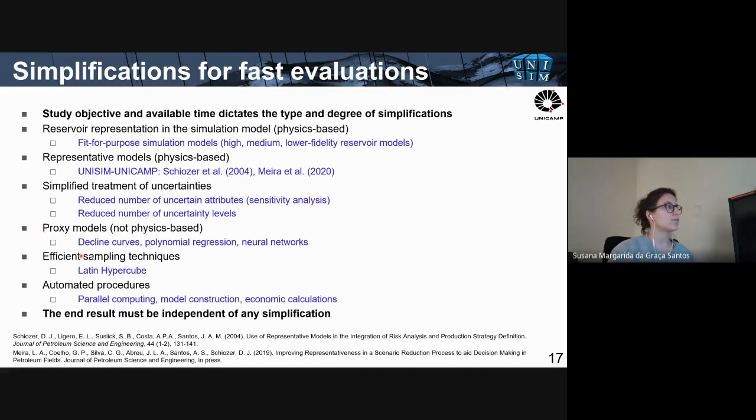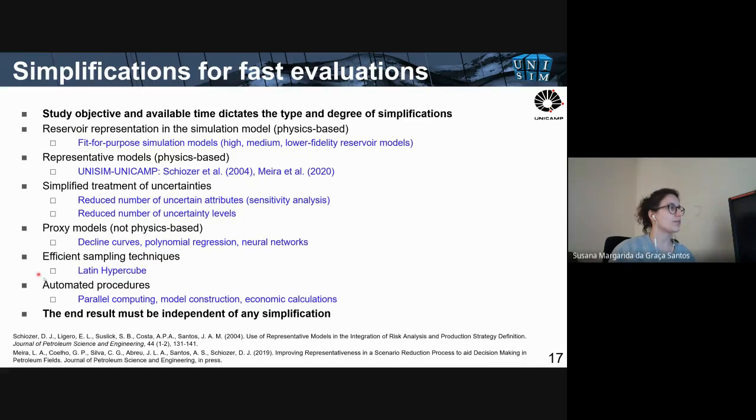We can talk about proxy models, okay, we are going outside of the physics, now it's going to be only based on data. I'm not sure if you have seen this too, but talking about decline curves, polynomial regressions, neural networks. So we are going outside the physics of the problem. So we do not use anymore the equations that model the physical problem. We just use purely the data and try to forecast the future basically only on data, okay?